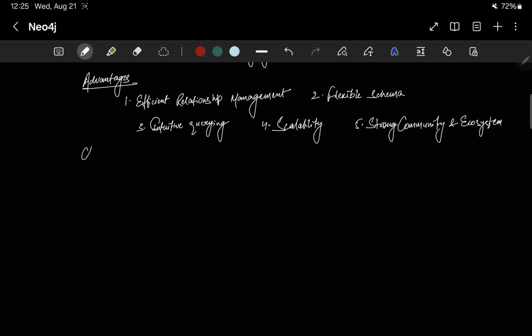Okay. Now let's see the challenges associated with it. First is learning curve. While Cypher is powerful, it can be challenging for new users to learn, especially those with a background in SQL. Because if you are very good with SQL, you will have a hard time understanding a new language, right? So I remember a similar kind of problem. This happened when I was learning Python.